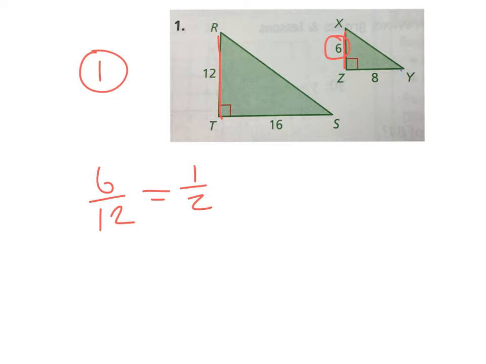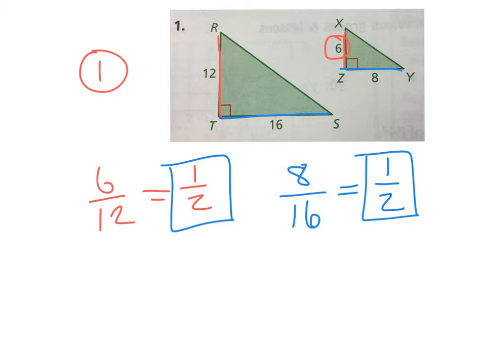Okay, now I have to start with the same triangle. So which one did I put on top? So I need to put the 8 on top this time. Over, what's the bottom number? Good job, you have it right. Can I reduce that? Yes, by 8. 8 divided by 8 is 1. 16 divided by 8 is 2. Did these end up being the same fraction? Yes. So these are considered similar.